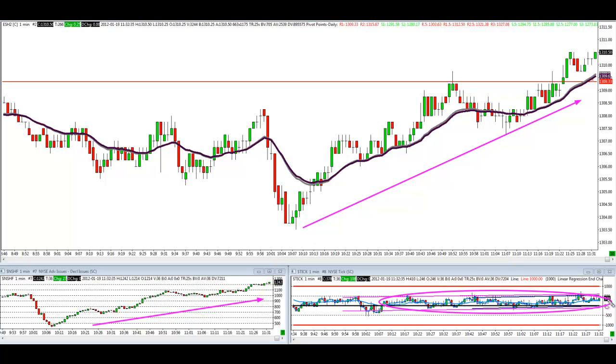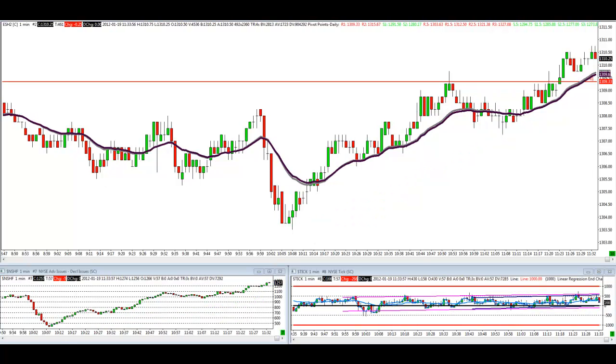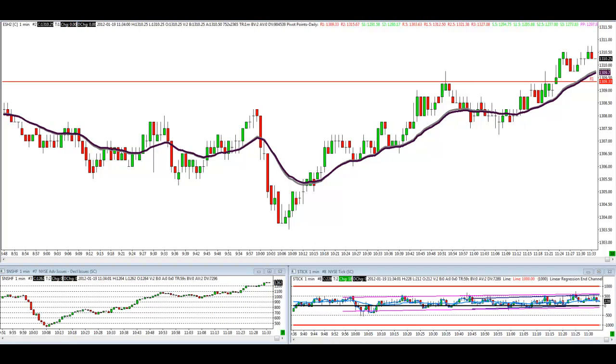As we take a look, we're currently at about 378, so almost 400. We have definitely been between 0 and positive 500 all morning. Just to summarize, we have a bullish market, we have bullish advanced decline line, and we have a choppy tick.